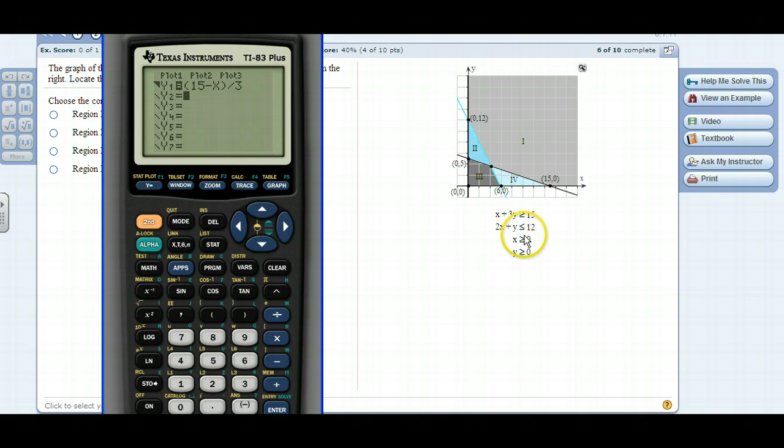I go down to the next one. Y, there's a 12 already over there, so we put the 12 minus 2x. There's nothing in front of y, so I'm not going to divide by anything, so I didn't put the parentheses in there. Come back in front. This y, once again, is positive in front of the y, so we're not going to change that. So it's less than, which means we shade below. Once again, this is x greater than 0, y greater than 0, so that's the first quadrant. I've already got the 0 and the 0 there, so I'm going to hit graph.